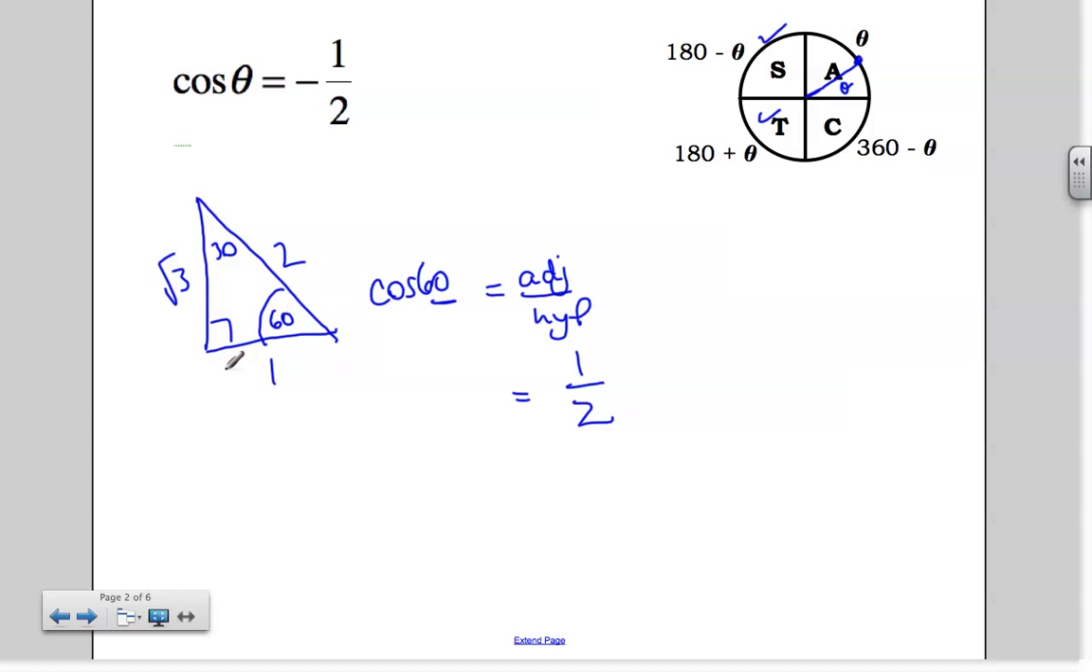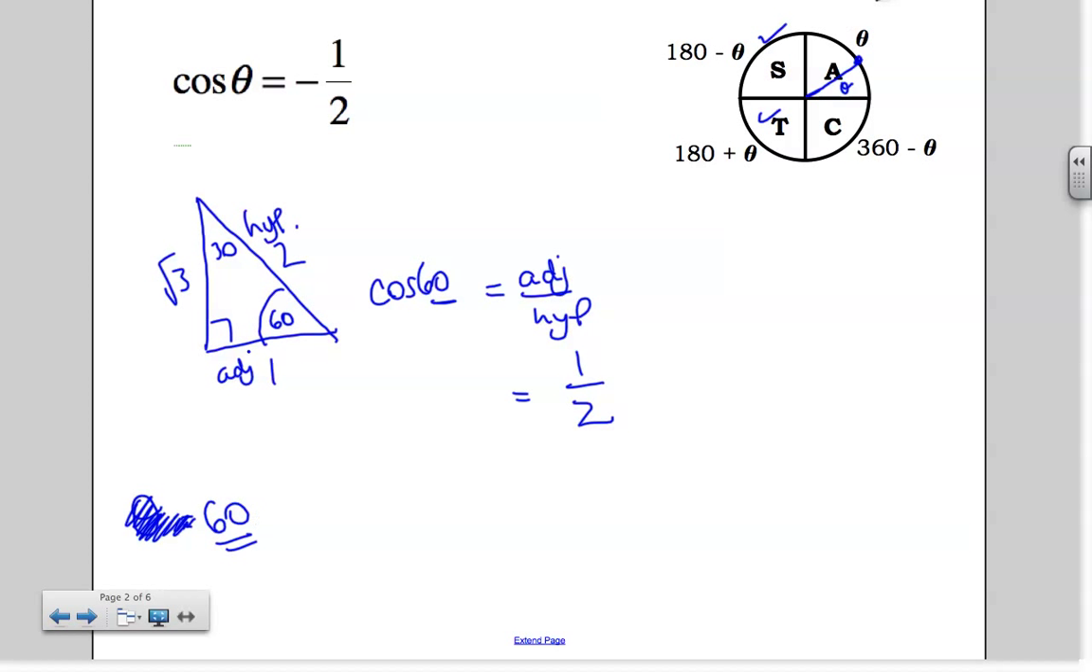Let's just check. Adjacent is this one. Yeah. And the hypotenuse is this one. Yeah, so it's got to be 60. So the theta that we're going to use over here is 60. But that is not the answer, because a cos of 60 is actually positive, and we want a negative answer. Should we have called it something different there? That might confuse. Yeah. Let's just remember that it's 60.